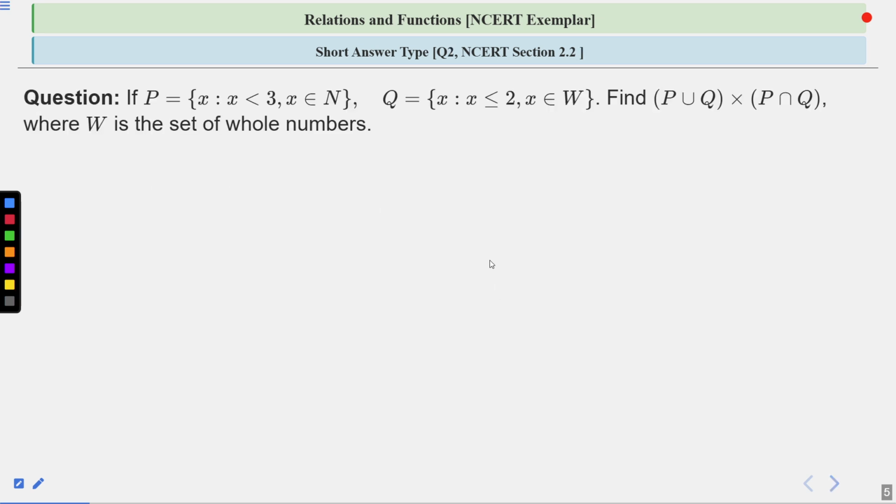Now this question. Suppose set P in set builder form is described as the collection of all x, where x must be less than 3 and x belongs to the set of naturals. There is another set Q in set builder form described as the collection of all x, x less than or equal to 2 and x belongs to the set of whole numbers. So W represents the set of whole numbers. Now find (P union Q) cross (P intersection Q). Clear?